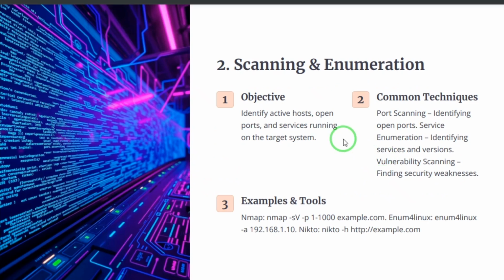The second stage of pen testing is scanning and enumeration. The objective of doing this is to identify active hosts, open ports, and services running on the target system. Port scanning means identifying open ports. Service enumeration is identifying services and versions, while vulnerability scanning means finding security weaknesses. And here are some of the tools you can use for that, which is Nmap and others.